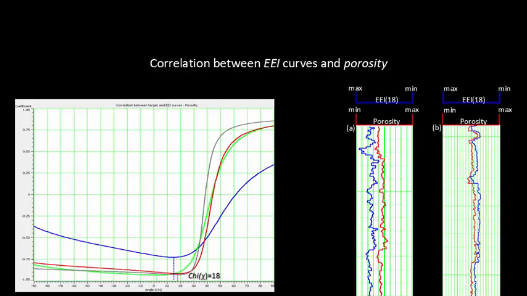Similarly, this is the porosity and the extended elastic impedance at 18 degrees, and similarly we got curves for gamma ray at 38 degrees chi. So now with these two angles determined, we can determine the porosity and the gamma ray from the seismic data.